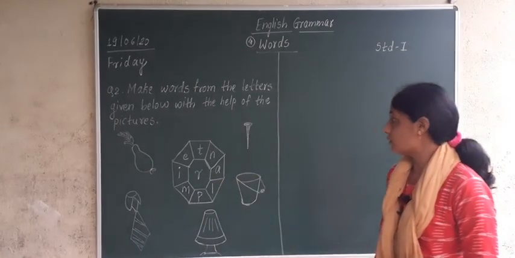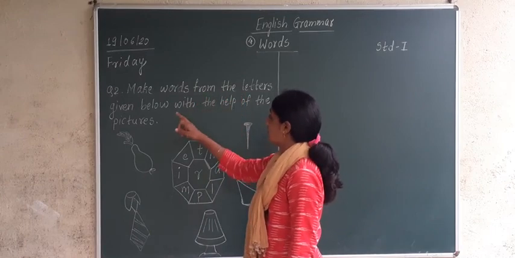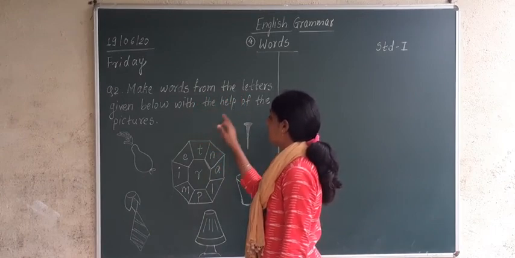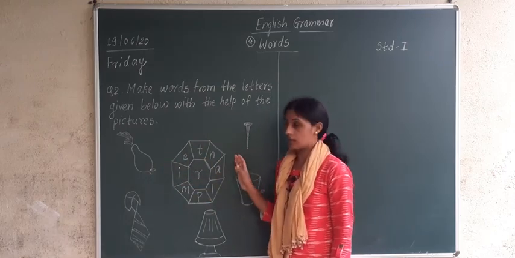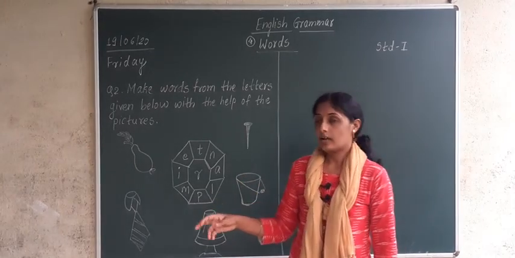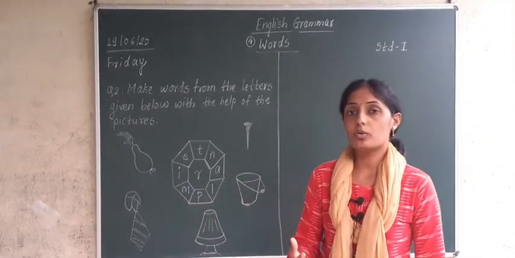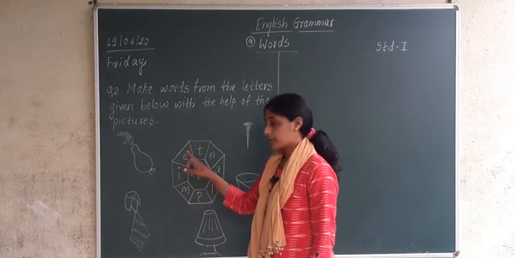So I will read the question for you. Make words from the letters given below with the help of the pictures. Now here some pictures are given, some more pictures are there, but I cannot draw on the board, so I have not drawn them. I have drawn 4-5 pictures. With the help of pictures, what are we going to make? We are going to make words from the letters which are given in the diagram.